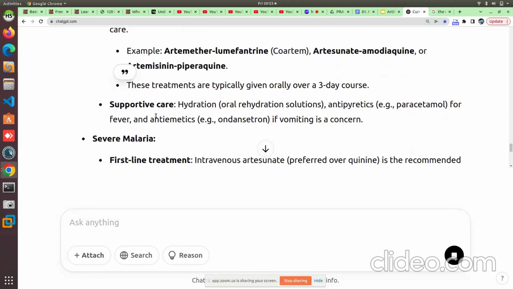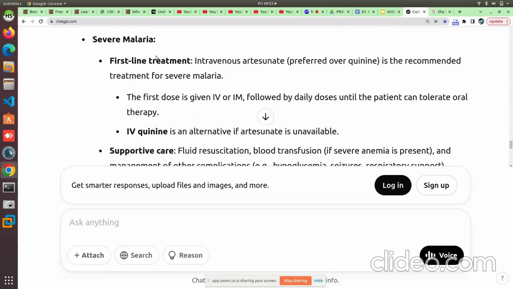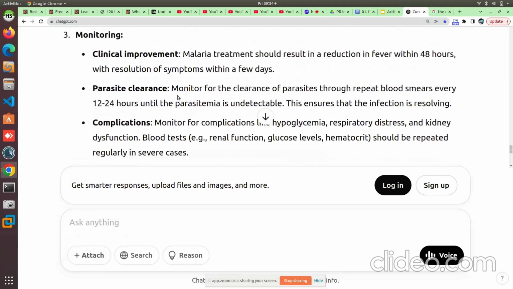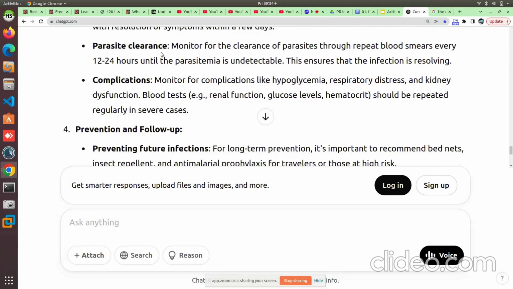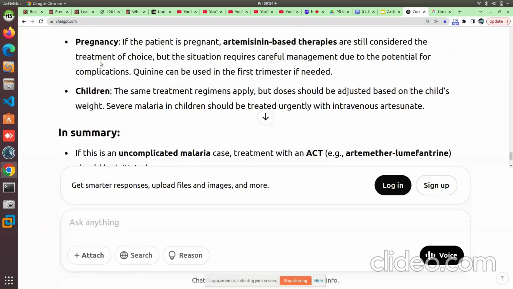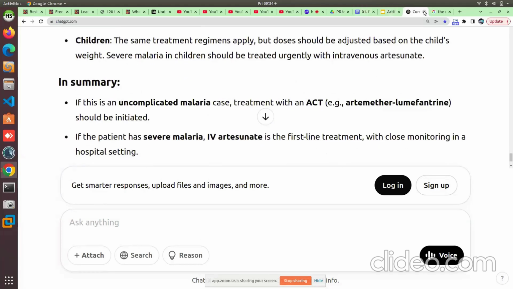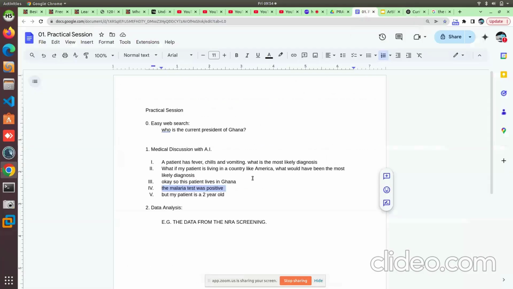Then it's talking about the treatments that are given here. It's talking about Coartem, artesunate, blah, blah, blah, treatment given orally over 3 days as first line treatment for uncomplicated malaria, severe malaria, and then the monitoring, look at parasite clearance and everything else. It's even gone all the way to talk about pregnancy and everything.